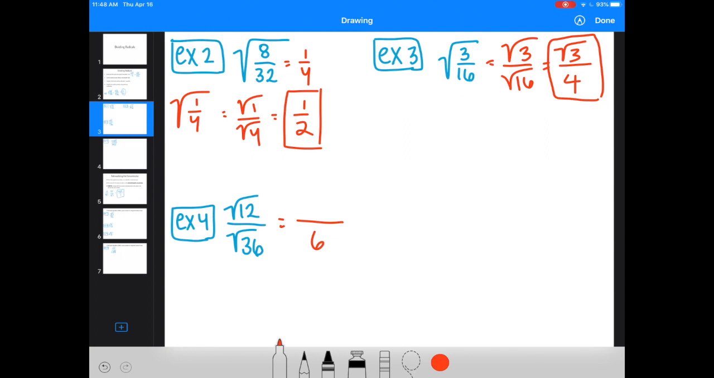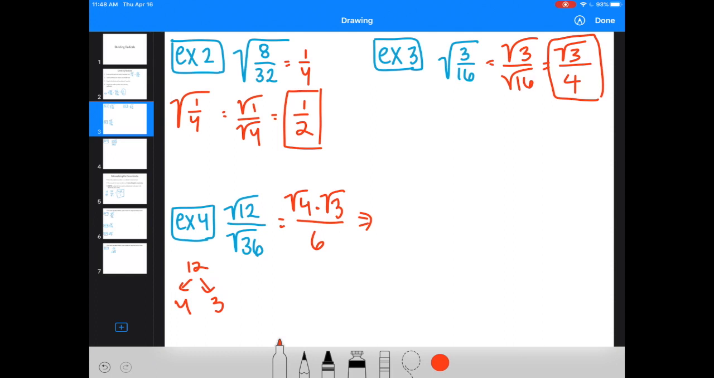Is the square root of 12 a perfect square? No, it is not. However, does it have a perfect square that's a multiple? Yeah, 12 can be broken up into 4 and 3. So I'm going to break apart that radical into, actually, I'm going to put my 4 first. Square root 4 multiplied by square root 3.